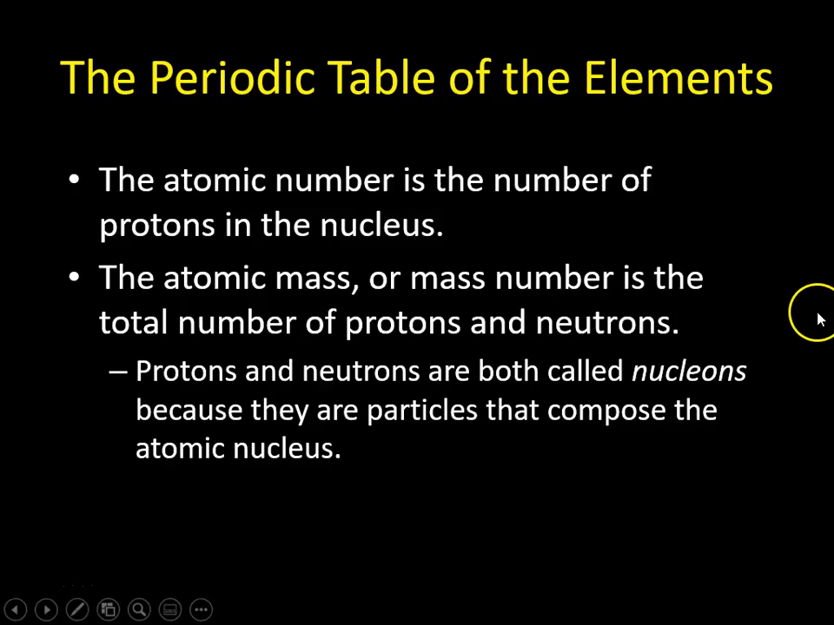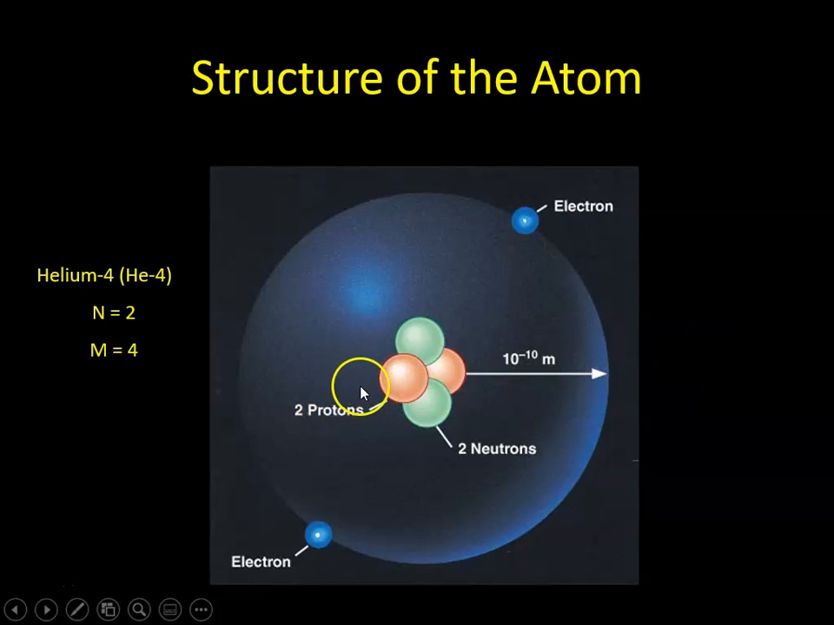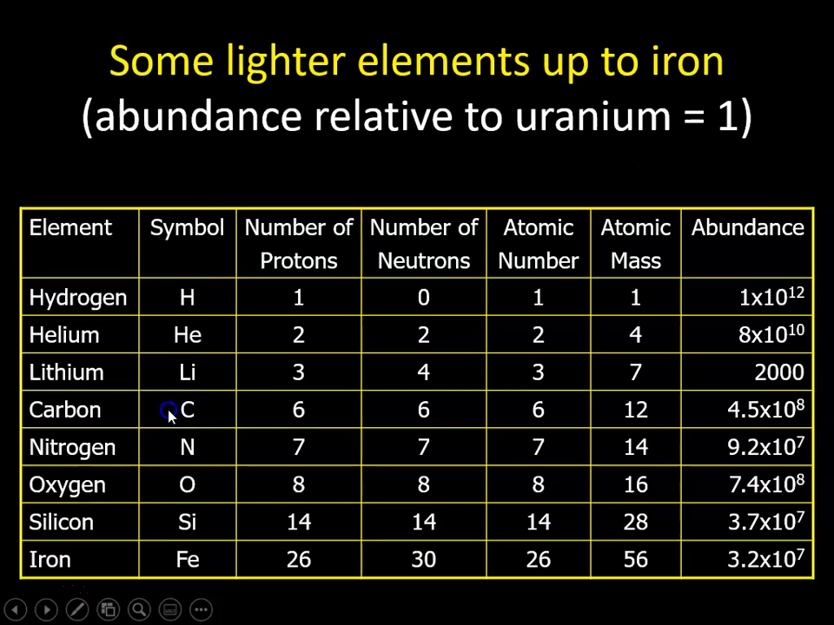The mass number is the number of protons plus neutrons. So hydrogen-1 just has a mass number of 1. It's just a proton being orbited by an electron. But helium-4 has a mass number of 4. It's 2 protons plus 2 neutrons, giving you 4 nucleons. The mass number is also called the nucleon number. Nucleons are just protons and neutrons.